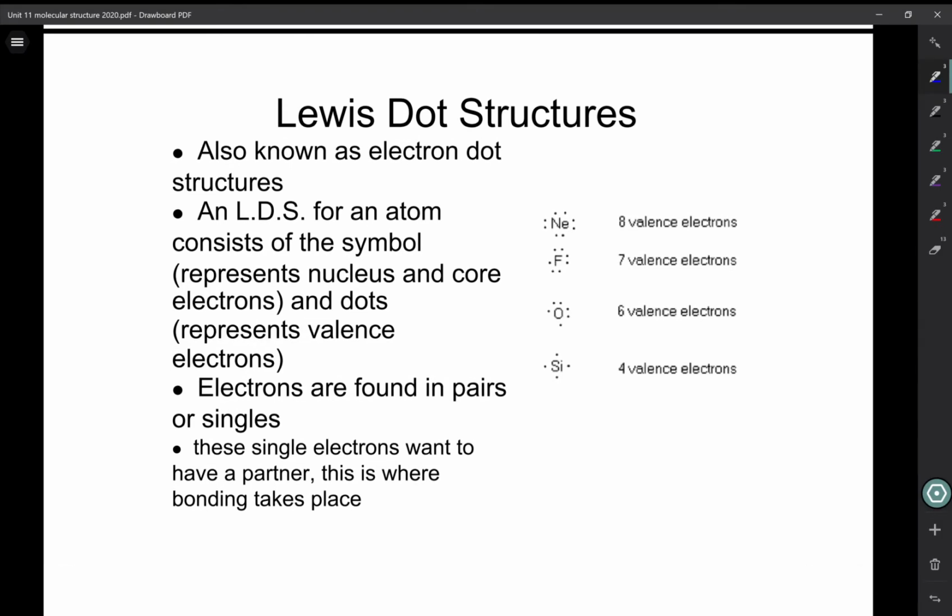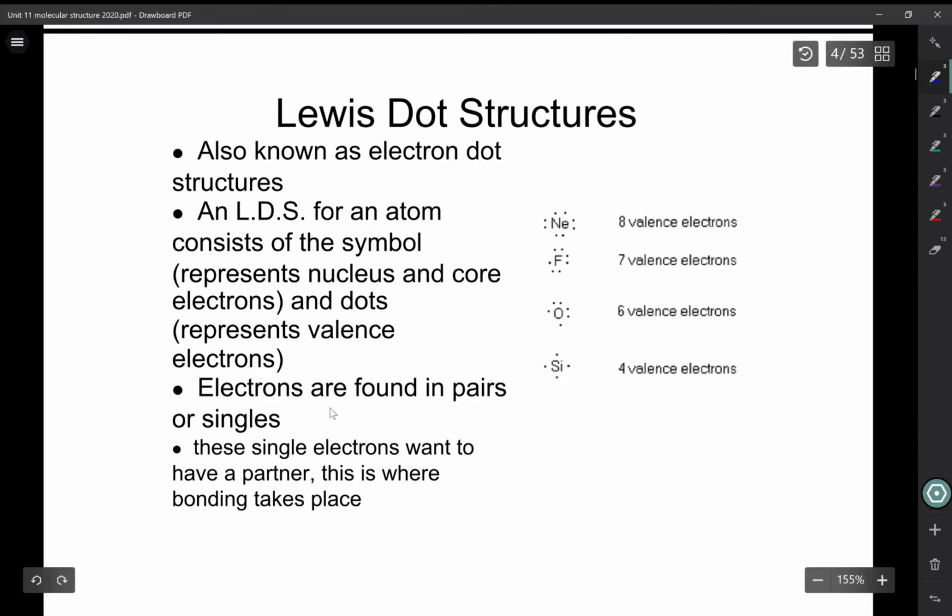Okay, Lewis dot structures, also called electron dot structures, consist of a symbol, just the symbol of the element, which represents the nucleus and the core electrons. Then we have dots around it. Those dots represent the valence electrons.